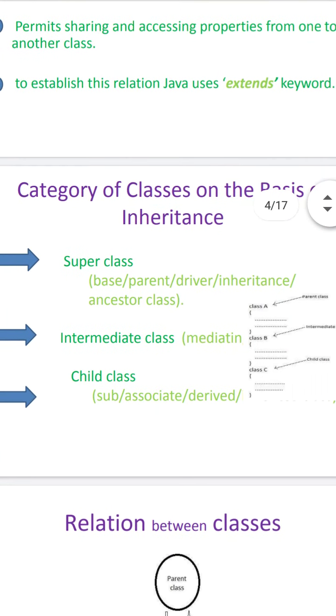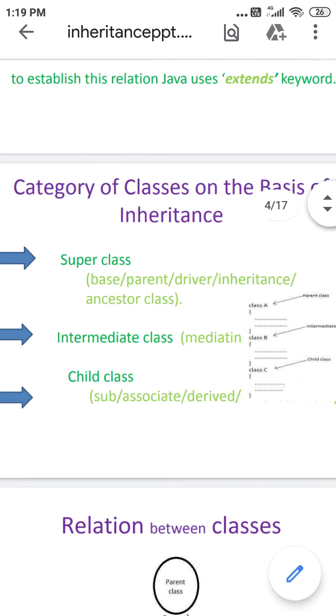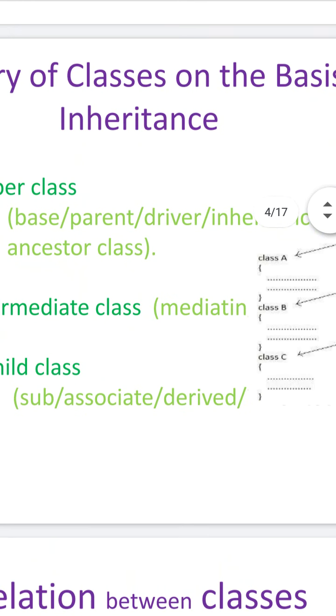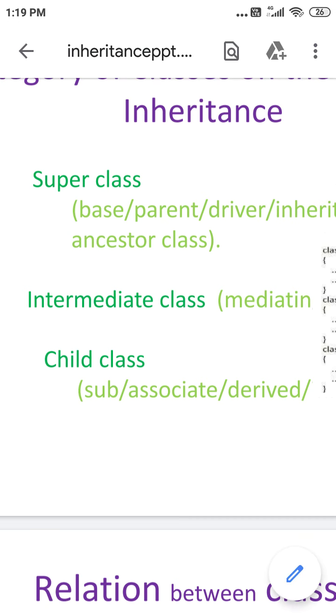Next, we will see how many categories of classes exist in inheritance. The basics of inheritance are the superclass, intermediate class, and child class. Superclass is basically the parent class or base class, intermediate class is a median class, and child class is a subclass.